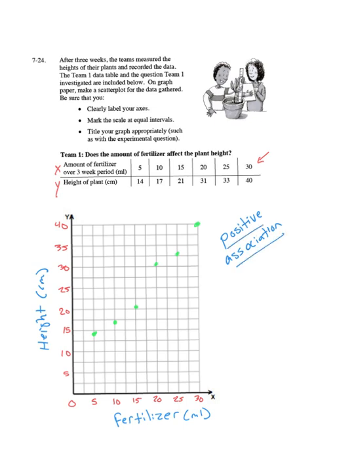Because as the amount of fertilizer you use increases, the height of your plant increases. And so even if these dots don't make a perfect line, you can see that as the number gets bigger on the x-axis, the number gets bigger on the y-axis. So there is a positive association, meaning the two things are positively associated to each other.